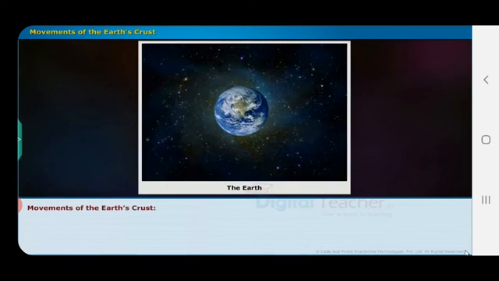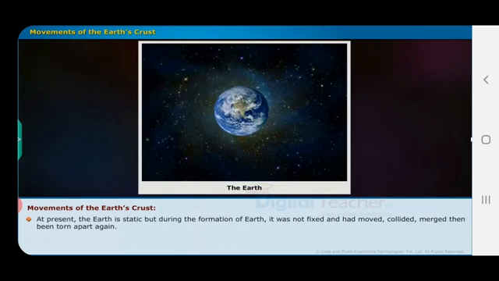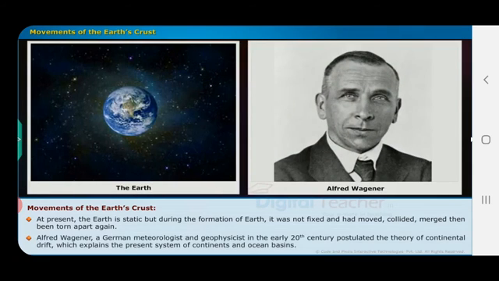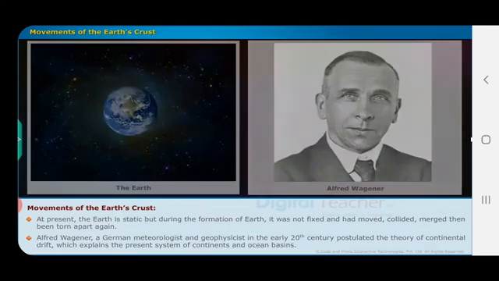Now, let us study about the movements of the Earth's crust. At present, the Earth is static, but during the formation of Earth, it was not fixed and had moved, collided, merged, then been torn apart again. Alfred Wegener, a German meteorologist and geophysicist in the early 20th century, postulated the theory of continental drift, which explains the present system of continents and ocean basins.